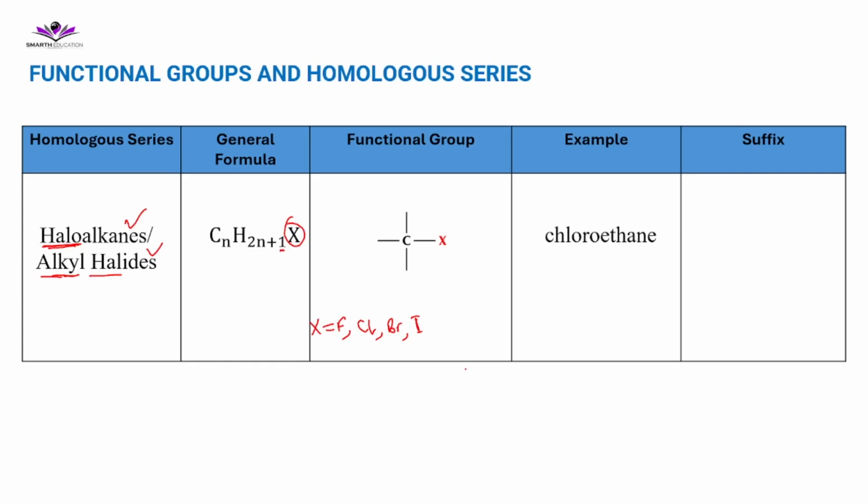An example would be chloroethane or ethyl chloride. It's just the same as the alkanes, but now one hydrogen is replaced by what? Let's put one chlorine, or chloro. So we put chlorine there, and then you see that. That's an example of a haloalkane. And then we don't have the suffix in the naming here.